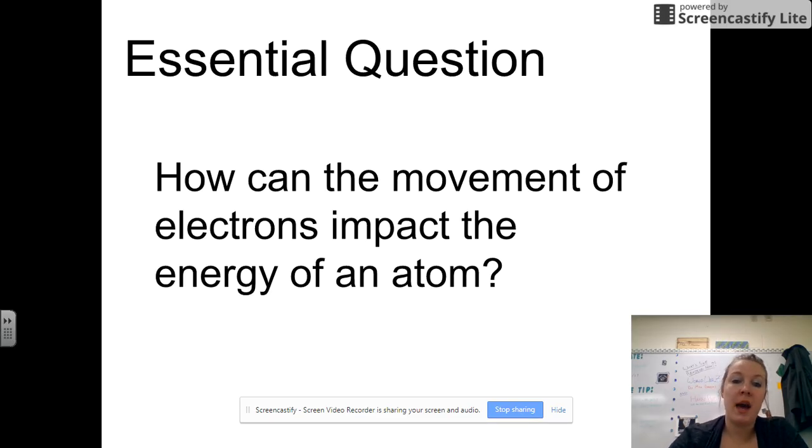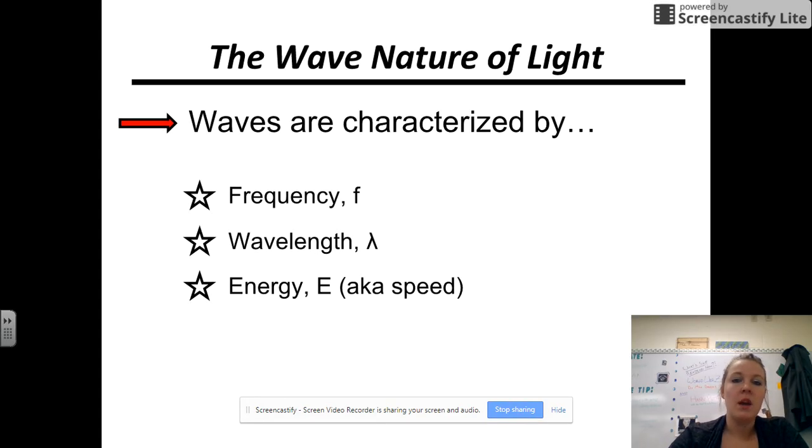Okay, so today we're going to be talking about how the movement of electrons can impact the energy of an atom. And we were told in the video last night that waves are characterized by three things: frequency, their wavelength, and their energy. Now in the video, they talk about speed, but speed is synonymous or the same as energy.